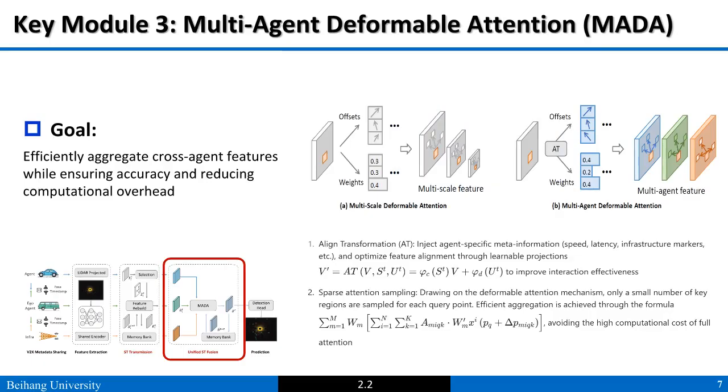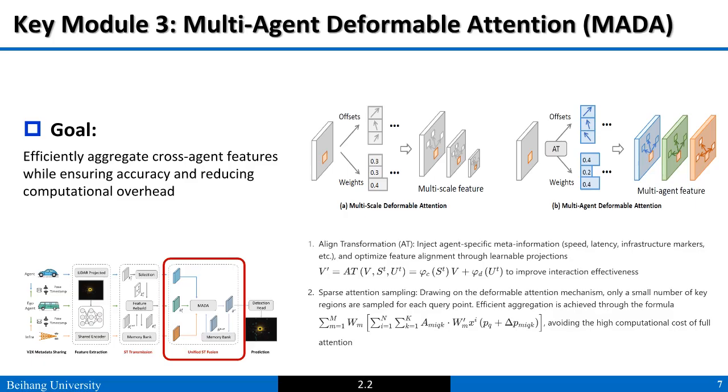We inject agent-specific meta-information, such as speed, latency, or infrastructure markers, to optimize feature alignment. Using deformable attention, we only sample a small number of key regions per query point, avoiding the high cost of full attention.